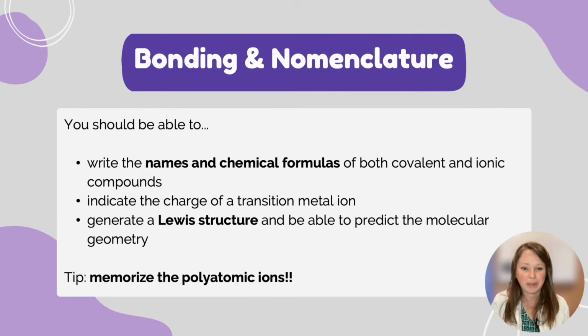So bonding and nomenclature. You really need to feel confident writing the names and chemical formulas. I do recommend memorizing the polyatomic ions. Technically, you don't have to, but it's just going to make your life easier. I hate memorizing things. That's why I didn't major in biology, right? I love that you can explain most things in chemistry. Memorize the polyatomic ions, so I promise it's going to make your life 1,000 times easier.